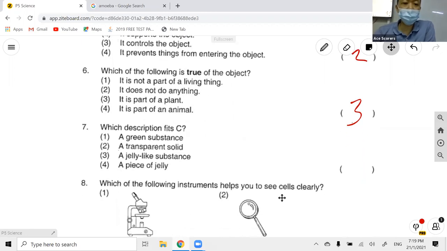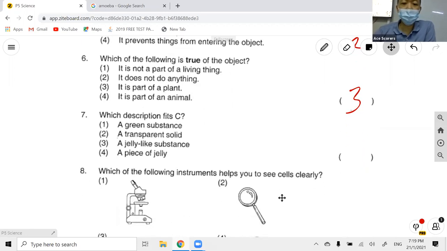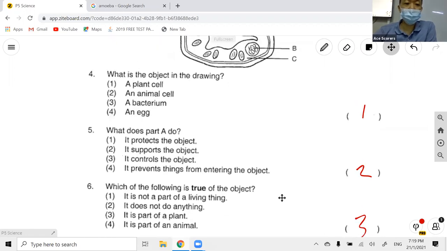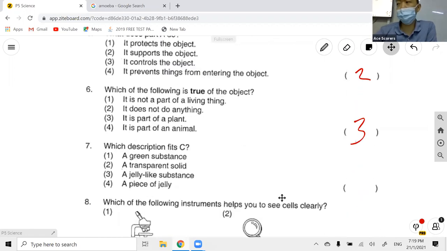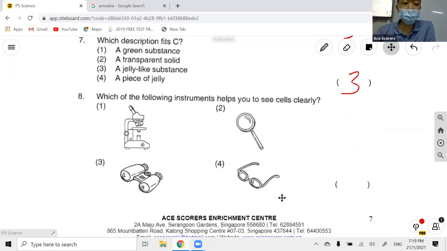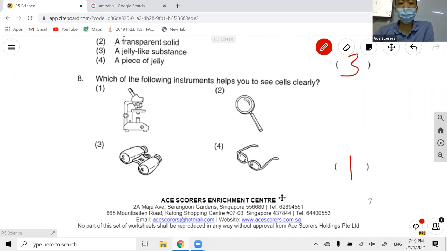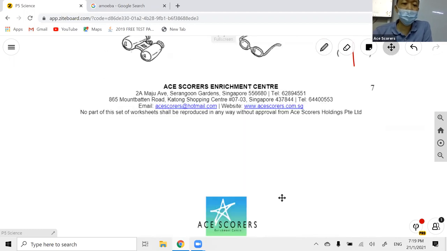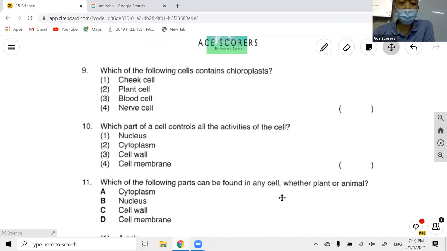Question seven. Which description fits C? So what is C? C is the cytoplasm. So cytoplasm has got to be the jelly-like substance. Next one. Which of the following helps you see cells clearly? Obviously, it's one. Right, it can be spectacles, okay? Or a microscope or binoculars. Nine, which of the following cells contains chloroplast? So chloroplast has to be plant cell. 10, which part of a cell controls all the activities? The nucleus. Okay, which is one.